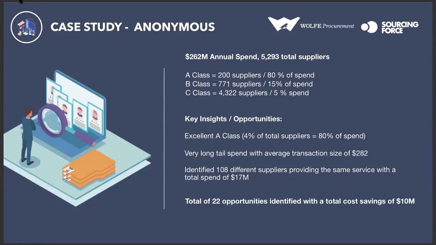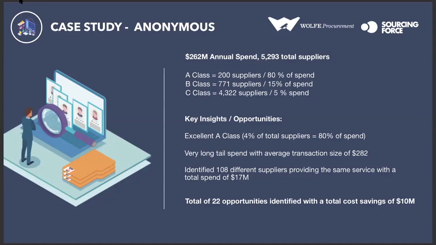Overall, we were able to identify 22 different opportunities through the spend analytics, which amounted to total cost savings of $10 million annually, which was a huge benefit. The other thing was we were able to reduce the supplier base. We're still working on this significantly in terms of the tail spend, but we implemented a P-card program to account for it. As you see, the average transaction size was $282. We were able to cut the supplier base almost in half by just implementing a P-card program.